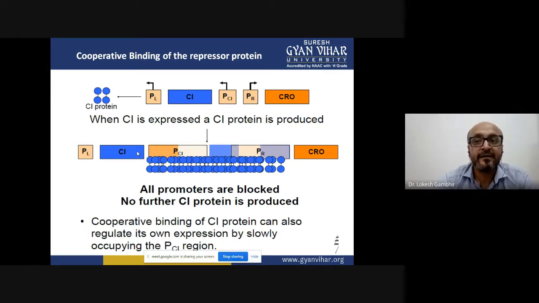In that case, there is no question of lysogeny. The lambda phage will always follow the lytic cycle. If there is a mutation in promoter R, PR, then there is no point of a lytic cycle. The double-strand DNA, the viral genome, will always go for lysogeny.